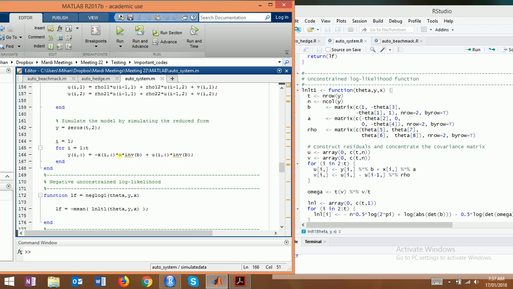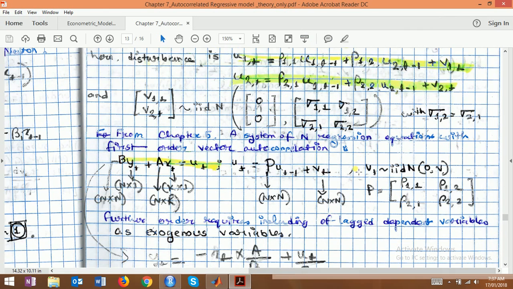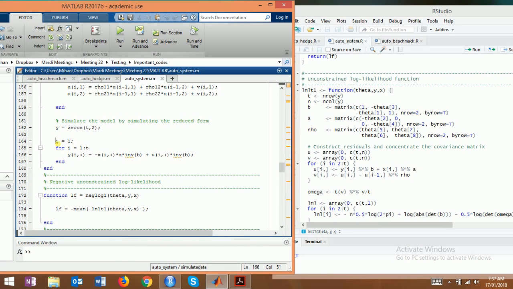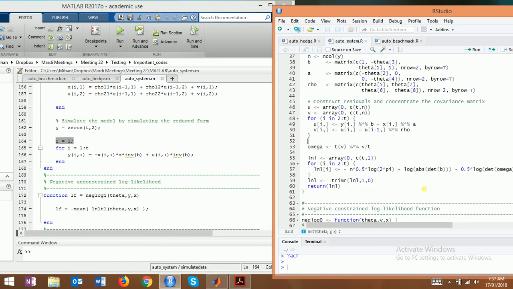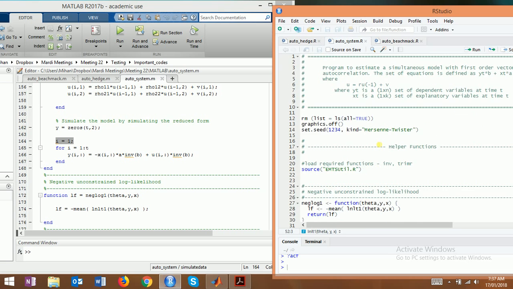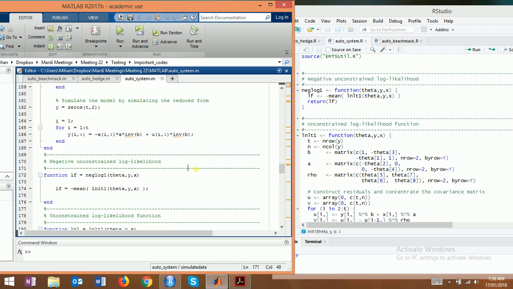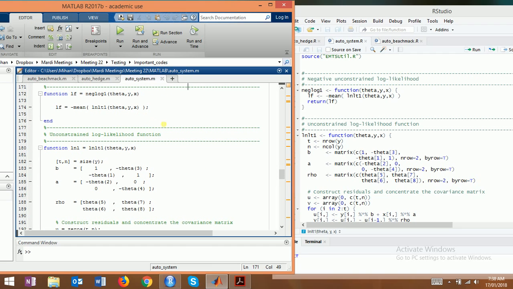Then simulate the model using the reduced form. So we just use the reduced form for i equals 1 to T. So we have the reduced form. Now we do the log likelihood function, theta, y, x.